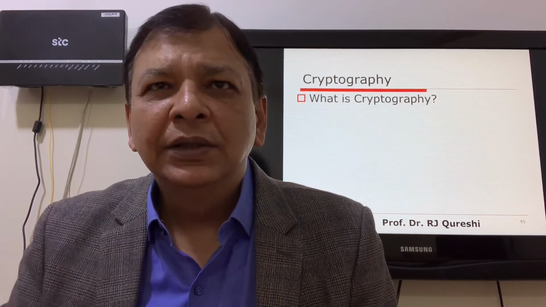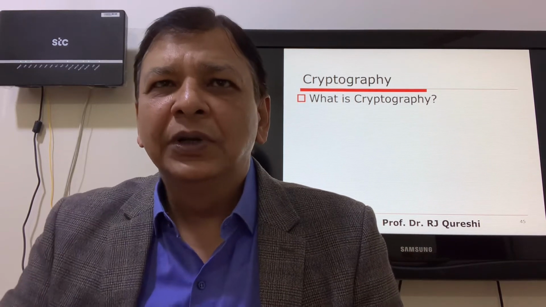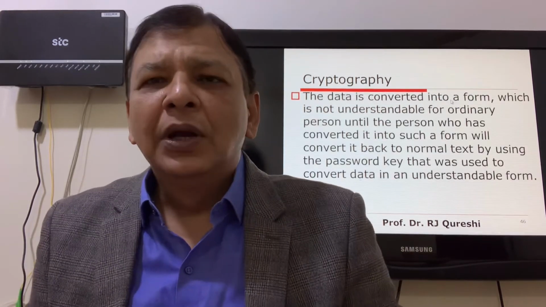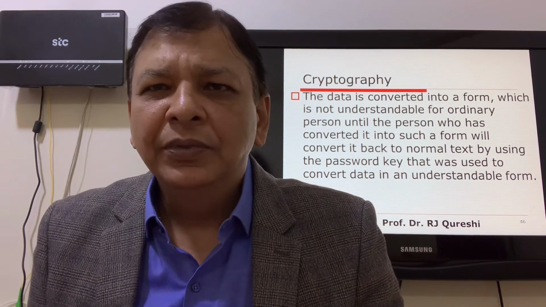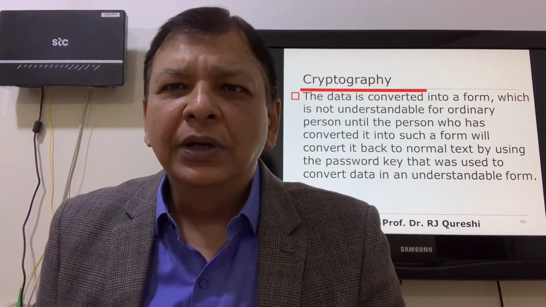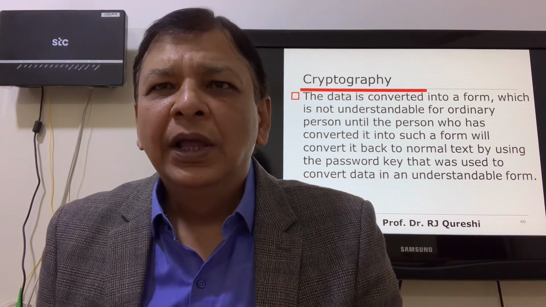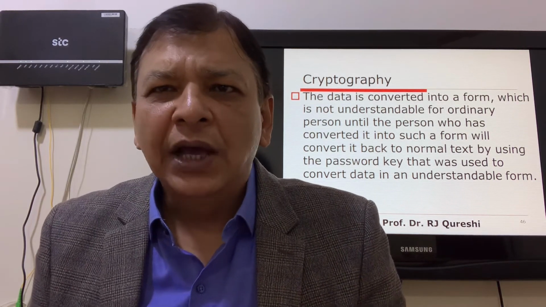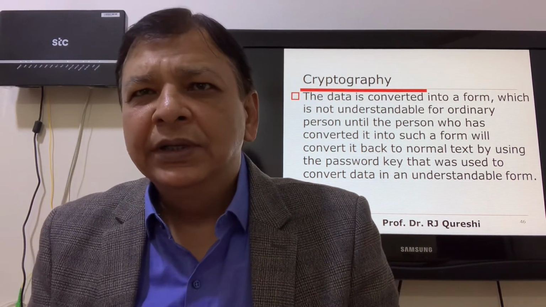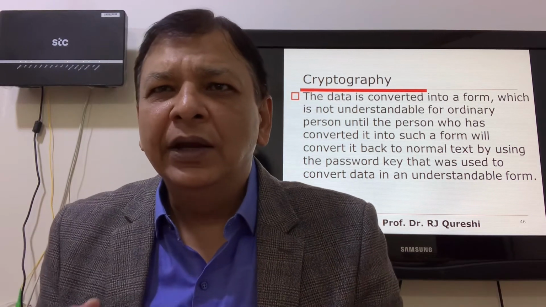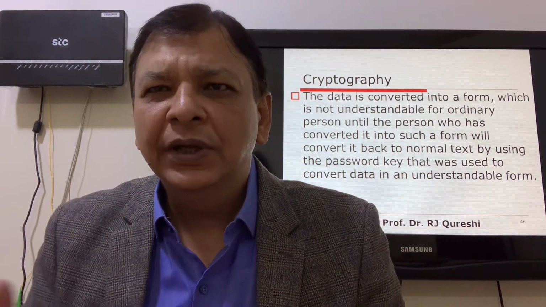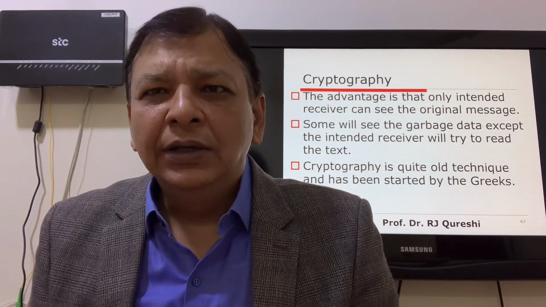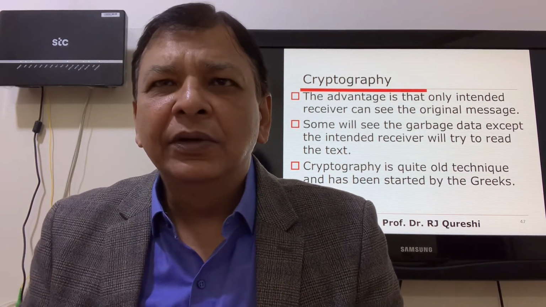Cryptography is another security technology. What is cryptography? Cryptography is a technique in which normal text is transformed into an unreadable, ununderstandable format, and it is called ciphertext. The normal text is converted into ciphertext, and it reaches the receiving end, where it's converted back from ciphertext to normal text. The advantage is that only the intended receiver can read the original message.